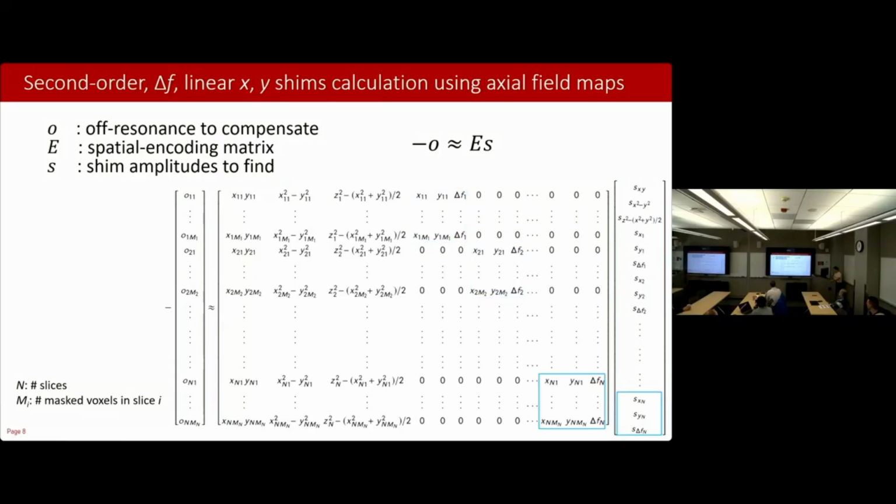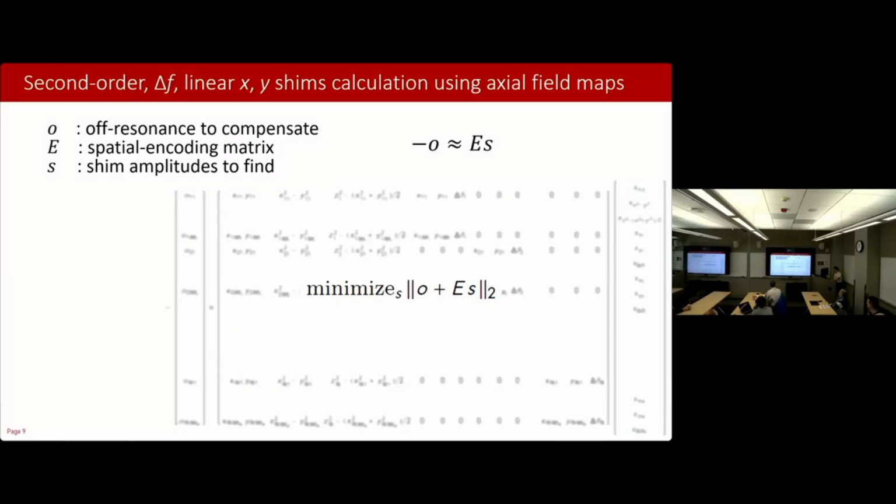And finally, shim amplitude S is computed by least squares. It's not shown here in this formulation, but we also constrain the second order shim magnitude because in our scanner, we cannot put in more than 4 amperes.